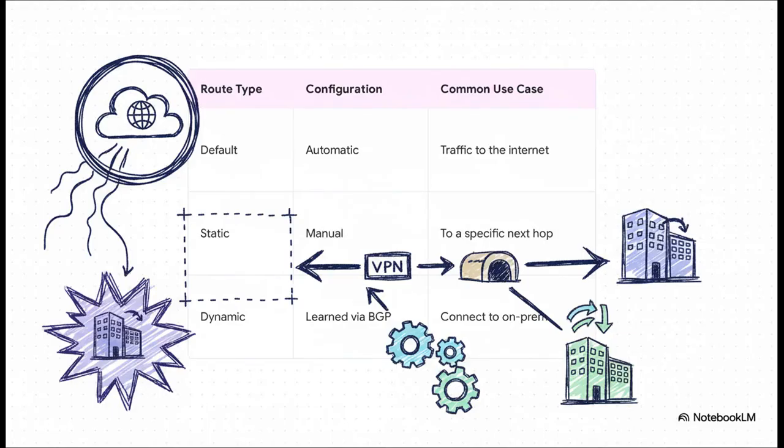And you've got a few different kinds of routes. You automatically get a default route, which is just for sending traffic out to the internet. Then you can create static routes yourself. A common use case for that is to say, hey, all traffic that's going to my on-premise office needs to go over this VPN tunnel. And finally, you have dynamic routes, which are learned automatically, usually when you have a big-time connection to your on-prem network, like Cloud Interconnect.